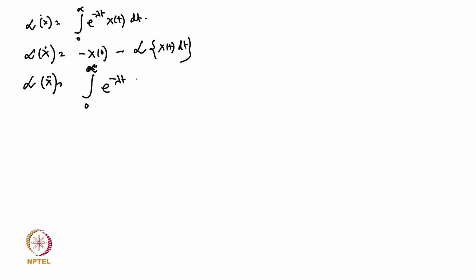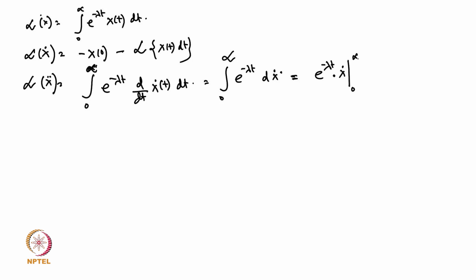I can write the integral from 0 to infinity of e to the power of minus lambda t times d of x dot t. Now, expanding that in a very similar manner, what can I write? e to the power of minus lambda t into x dot, from 0 to infinity, minus the integral of x dot t times minus lambda, multiplying with lambda, into e to the power of minus lambda t.